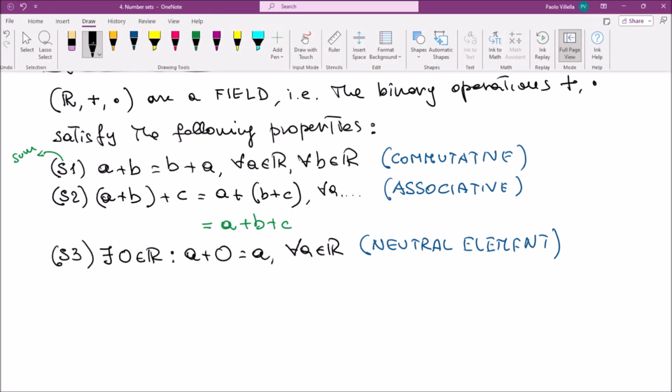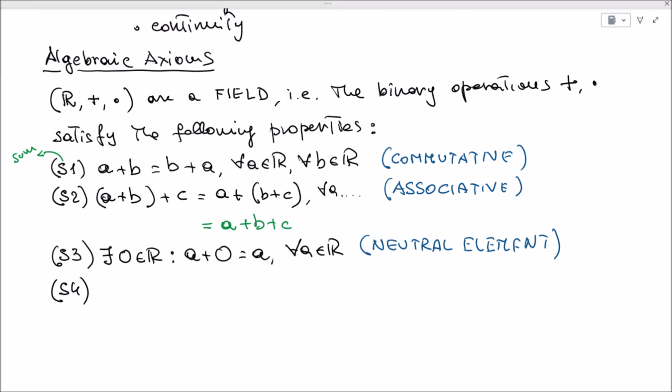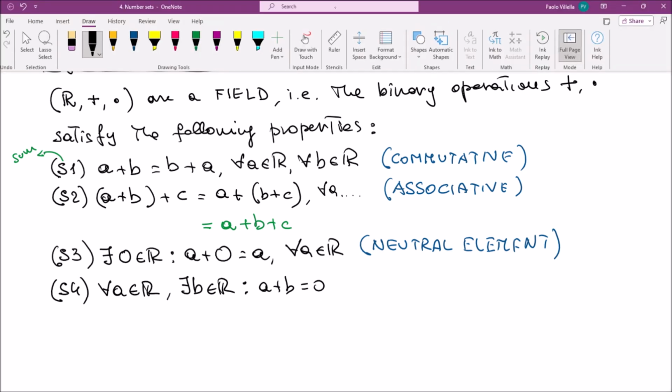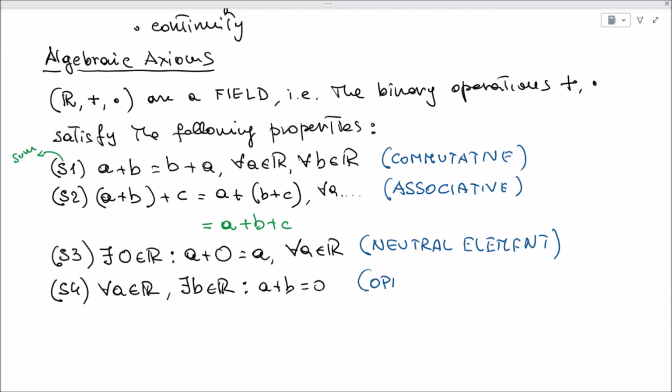The fourth axiom for the sum operation says that for every a real number, there exists a b real number such that a plus b is equal to 0, and this is basically the existence of the opposite element. So we are saying that for every real number a we can pick randomly, there will be another real number b which will be the opposite of a.